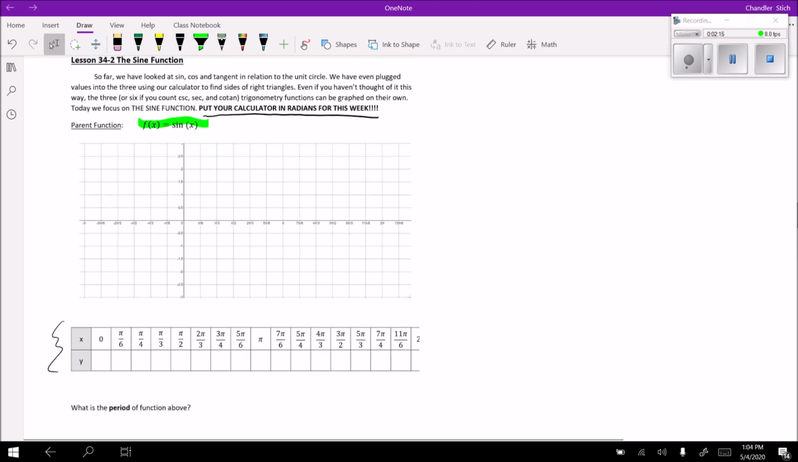But let's go back to the sine function here. What I want to do is fill out this table. I don't know why this got cut off, but go ahead and put 2 pi right here. Okay, we want 2 pi. We want to plug these into our calculator, and then we will graph them. So I'm going to start with 0. Sine of 0.